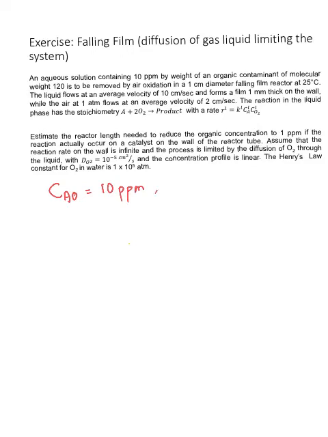with a molecular weight of A of 120 gram per mole, is to be removed by air oxidation. So, the reaction of organic contaminant A with oxygen in a 1 centimeter diameter falling film reactor. So, you can draw the falling film reactor. Okay, so this is your falling film reactor.